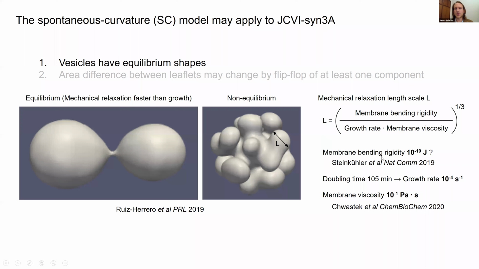And the third parameter, the membrane viscosity, that too hasn't been measured in JCVI Syn3A, but it has been estimated in Mycoplasma mycoides, from which Syn3A was derived.